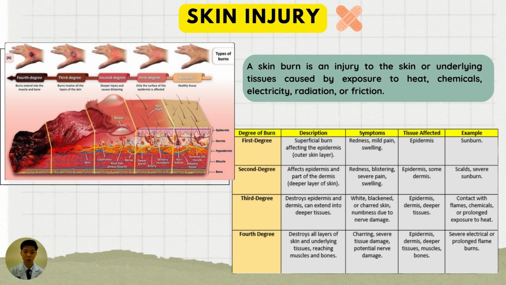And then for the last one, fourth degree burn. It will destroy all layers of the skin and underlying tissue, reaching muscle and bones. The symptoms such as scarring, severe tissue damage, or potential nerve damage. The tissue affected is epidermis, dermis, deeper tissue, muscle, and bone. It may be caused by severe electrical or prolonged flame burn.